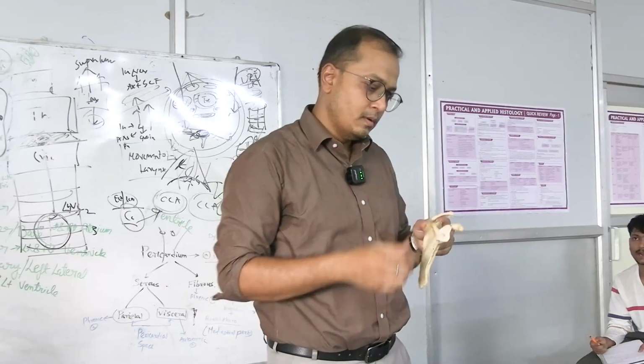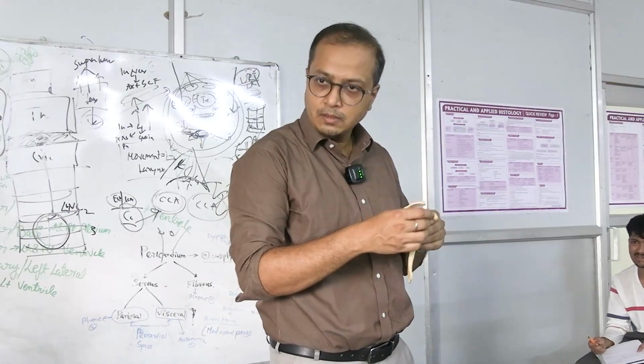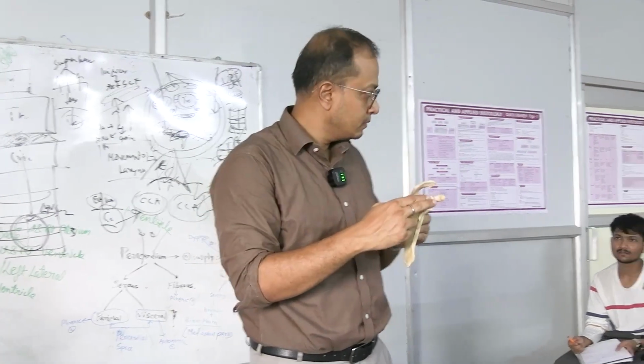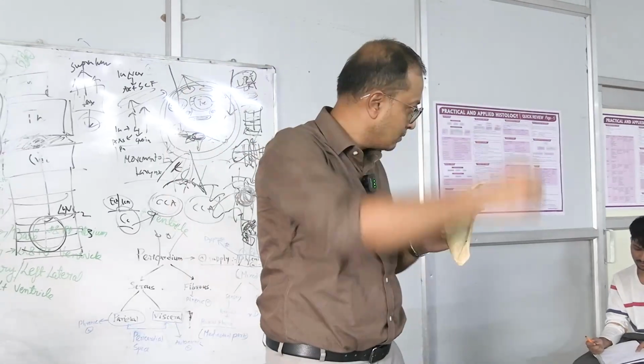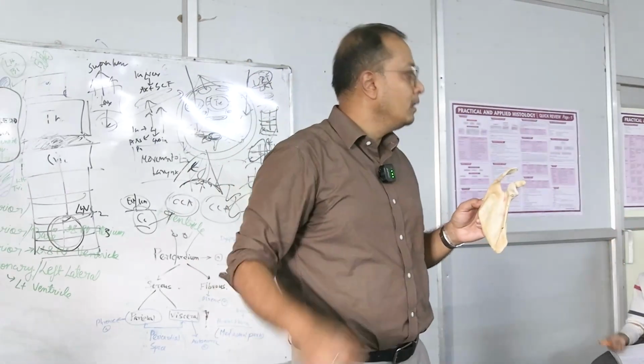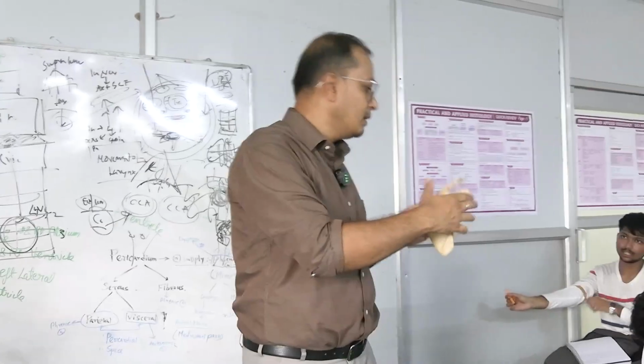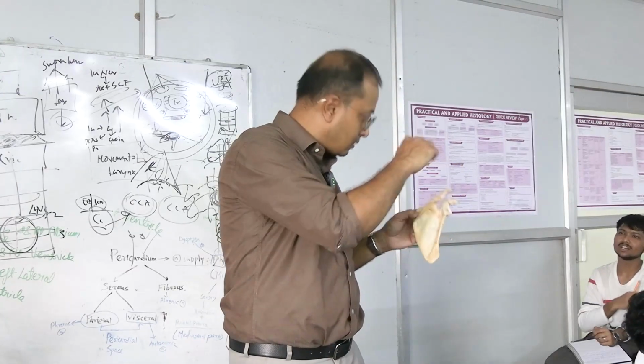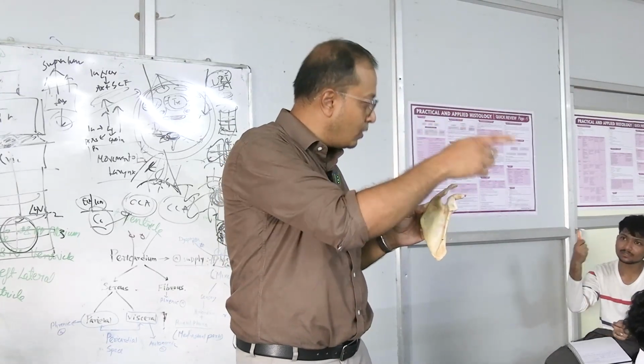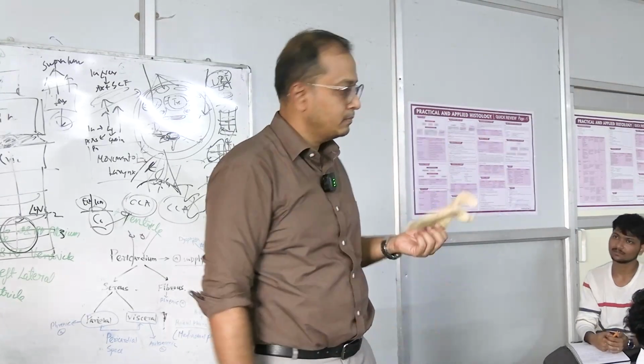Clear? Two joints: the glenohumeral or shoulder joint, and with the clavicle, the acromioclavicular joint. Okay.